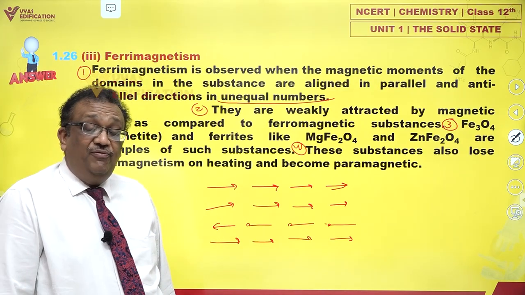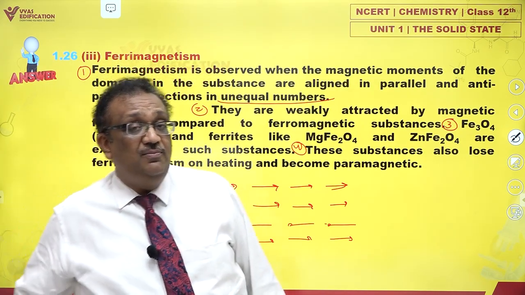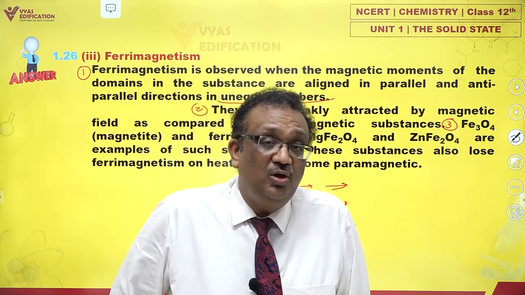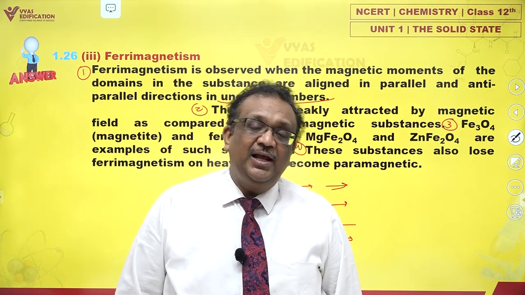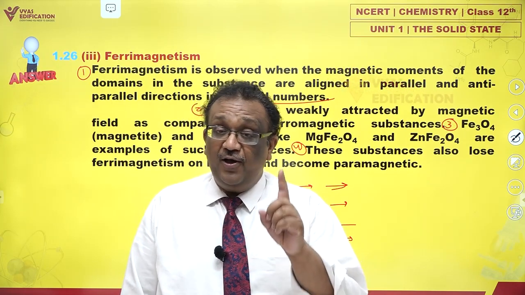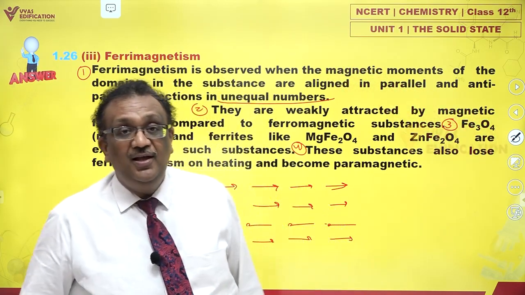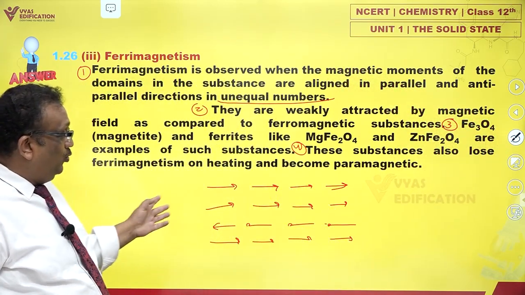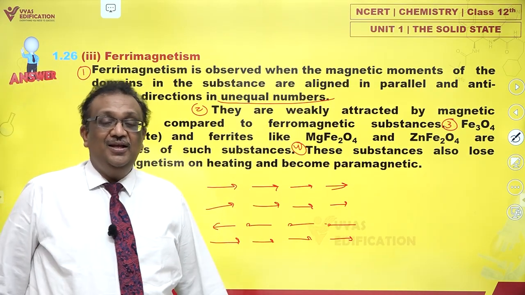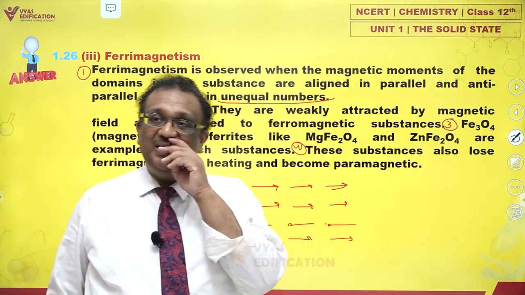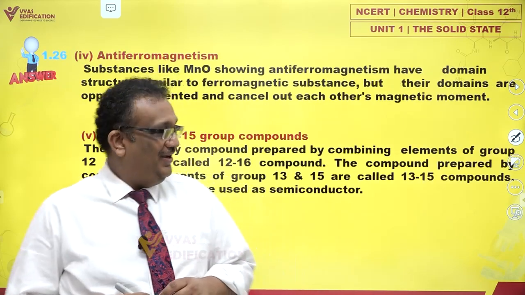Let me warn you, ferrimagnetism or ferromagnetism is observed only in solid state. Paramagnetic can be solid, liquid, gas, anything. Ferro or ferrimagnetic has to be a solid substance, and that too, beyond a certain temperature, they lose their magnetic character as well. There we are.